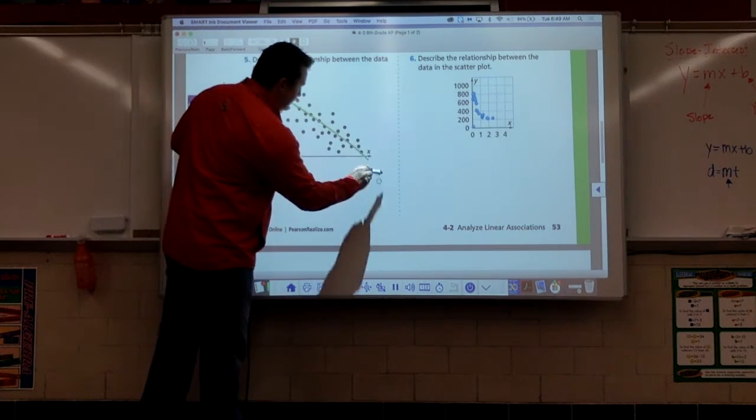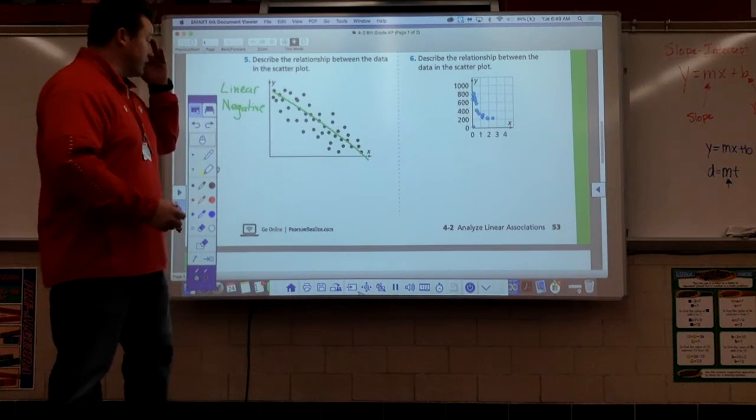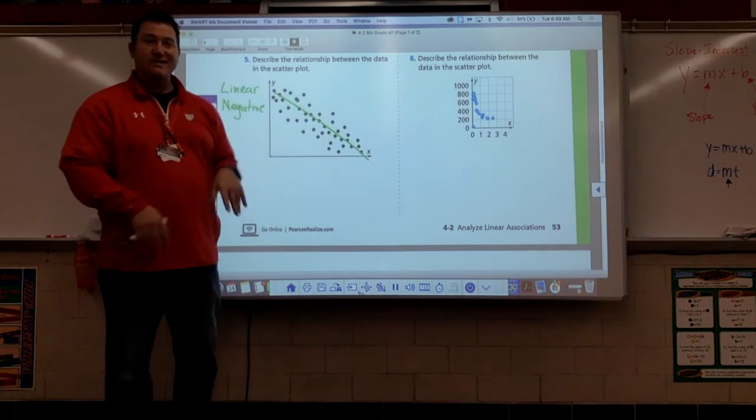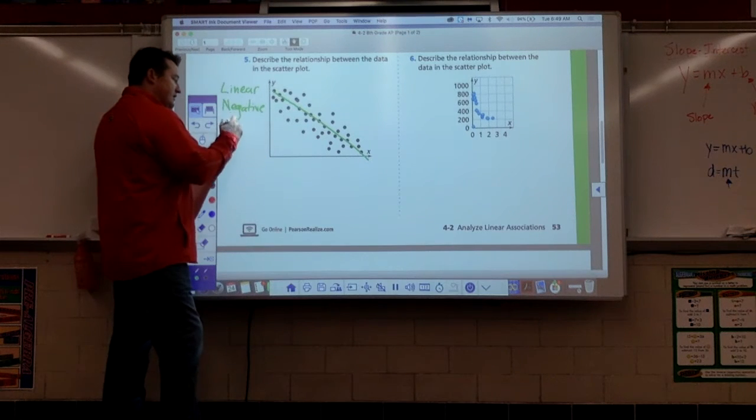If I'm going to draw a trend line, somewhere about there. We're all probably going to draw one that's slightly different, but it's going to be close to that. Are the dots really close to that, or are they kind of spaced out? Yeah, they're kind of spaced out. So that indicates that it is weak.